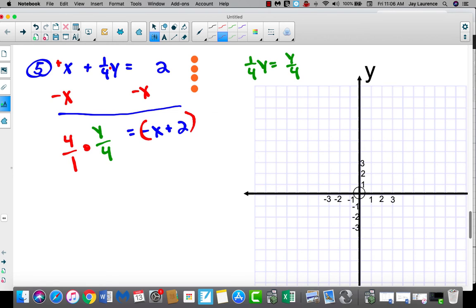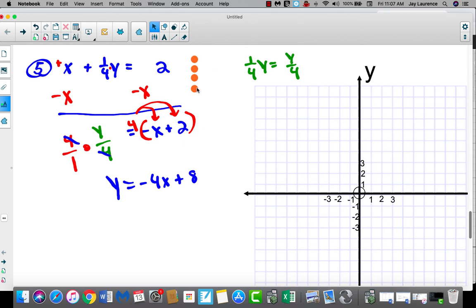Now I also have to multiply both terms by 4. I have to distribute a 4 just like I did with the division in the other problems. So when I do that, I'm going to get y, because these 4's are going to cancel out. I have to do 4 times negative x. Well, guess what? That's negative 4x. And then 4 times 2. That's going to be 8. All right? So I know my y-intercept is 8.